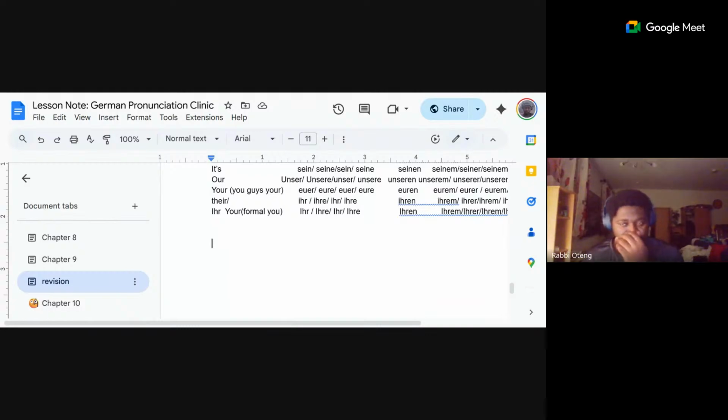Okay, so I'll start with sentence structure. Just like in English, we have four sentence structures. How many types of sentences do we have in English?